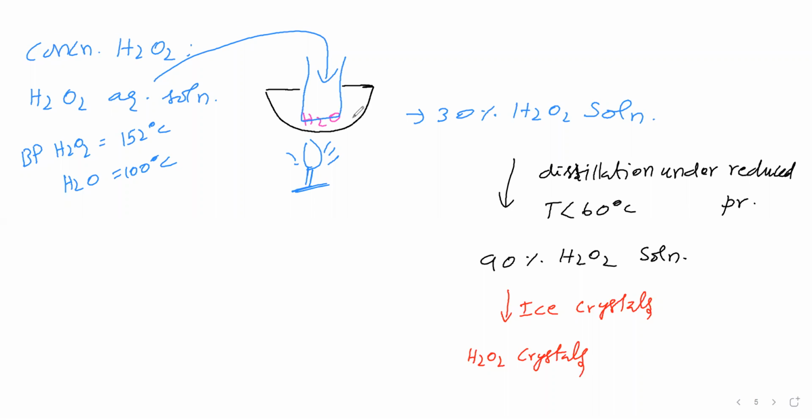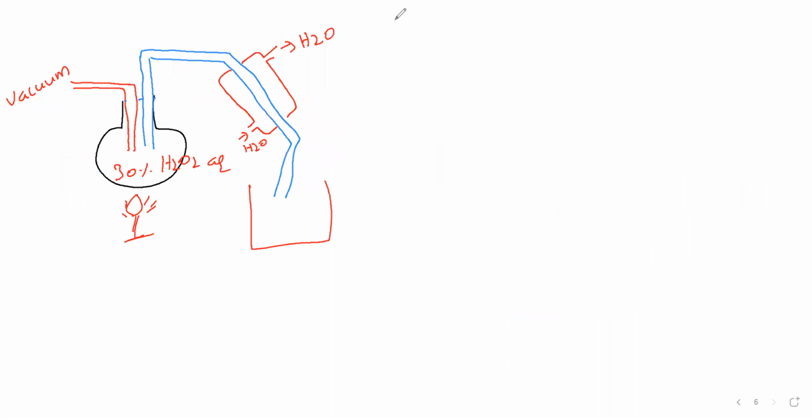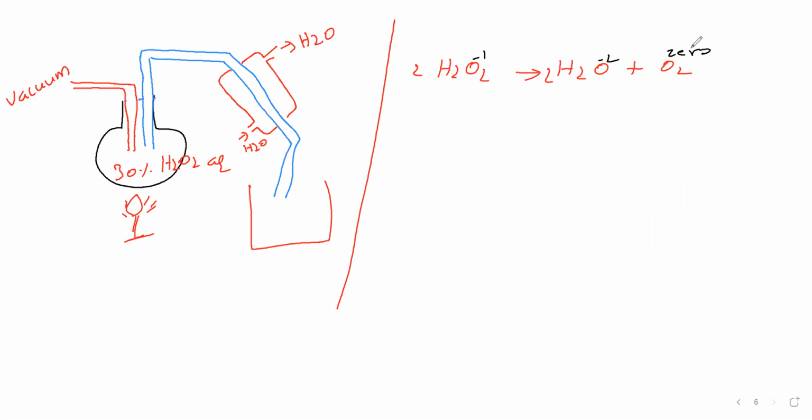Okay. Next step, we'll see the decomposition of hydrogen peroxide. Hydrogen peroxide is unstable, therefore it decomposes easily to give water and oxygen. Here, in this case, the oxygen oxidation number is -1. Here oxygen is -2. Here oxygen is 0.